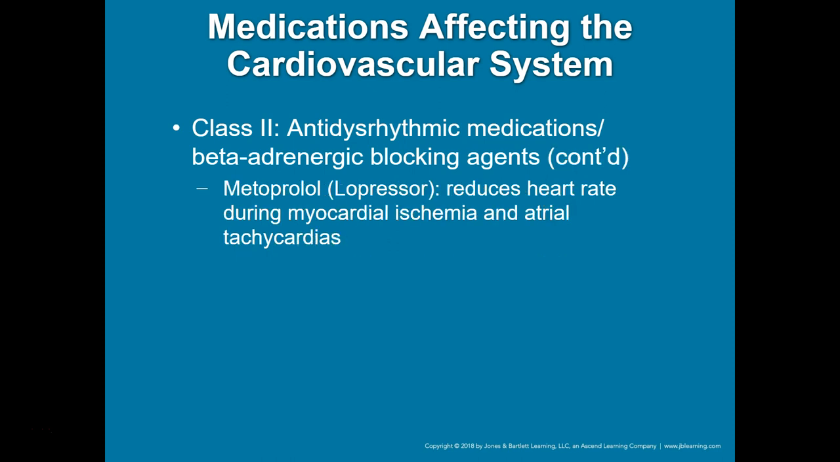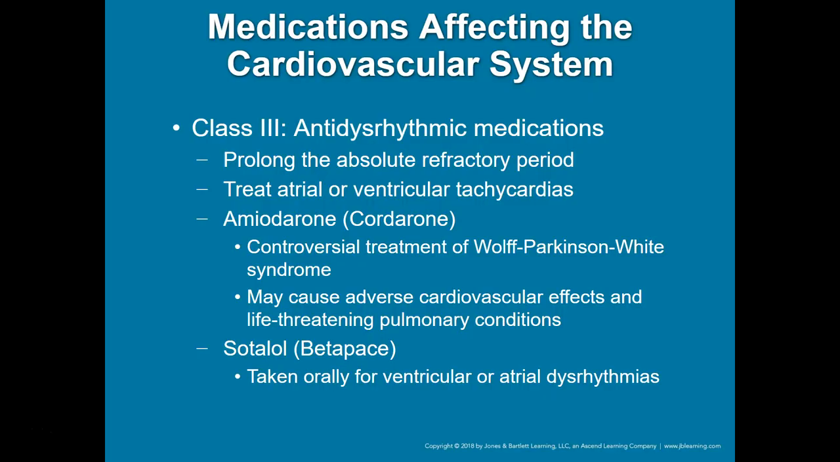Class 2 antidysrhythmics, again, metoprolol is kind of our hallmark one. Reduces the heart rate during myocardial ischemia and atrial tachycardia. So that's when we're going to give it. So it's going to slow down everything working in the heart, blocking those beta receptors.